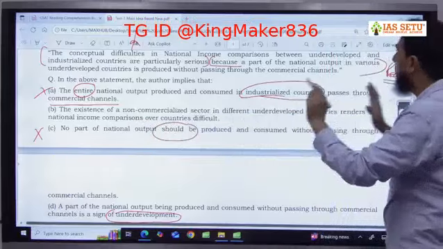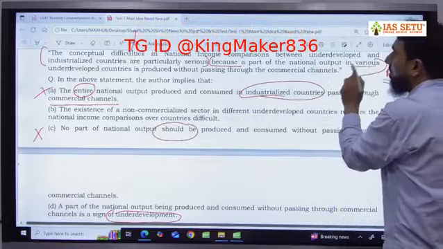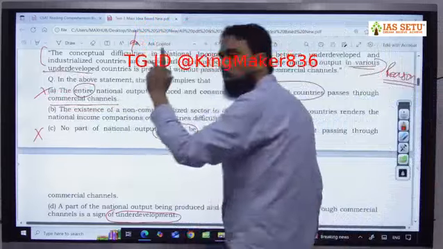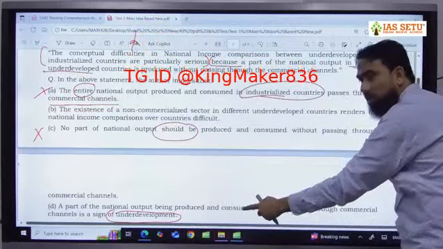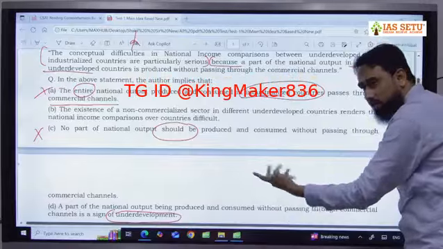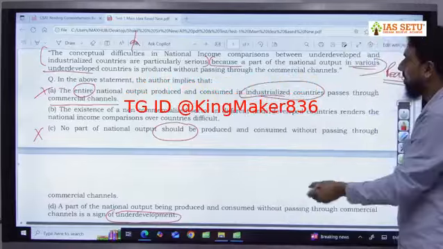But the author is only saying that in various underdeveloped countries, and this suggests as if it is a sign, then it should apply to all underdeveloped countries. So it is a difference from there.